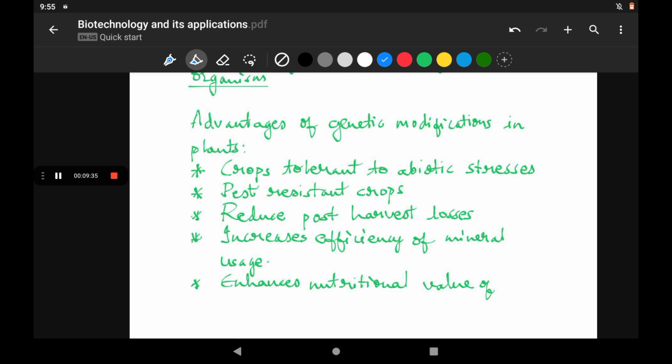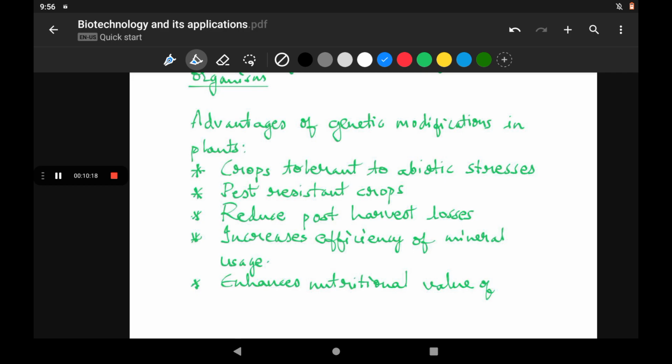So the points that are here, the advantages of genetic modification in plants are, we are going to obtain crops which are tolerant to abiotic stresses. Abiotic stresses imply water scarcity. It can be nutrient scarcity, unavailability of proper temperatures, all these come under abiotic stresses. You might have already studied it in plant growth and growth regulators. One of the stress hormones is abscisic acid. Abscisic acid helps to reduce the abiotic stresses. So you can just recollect that point also here.